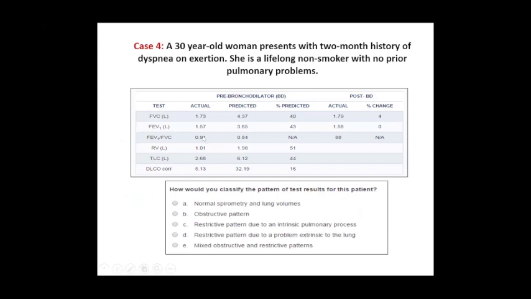So in this case, we will look at FVC. For FVC, it's 40%. Okay, so it's reduced. We will look at the total lung capacity. Total lung capacity, 44%. So reduced again. So how would you classify this patient's pattern? This patient's pattern is a mixed obstructive and restrictive pattern because both FEV1 and FVC are reduced along with the total lung capacity.